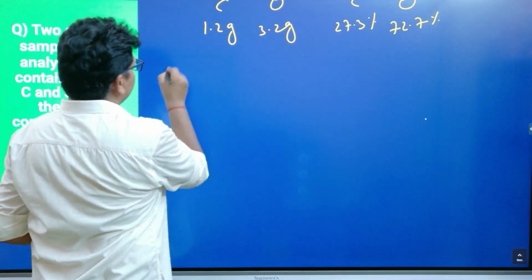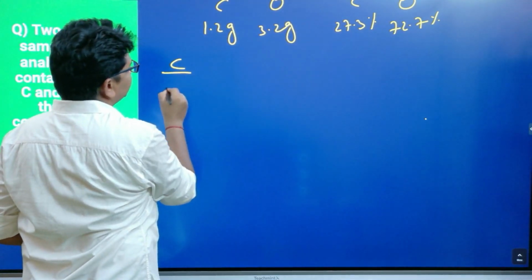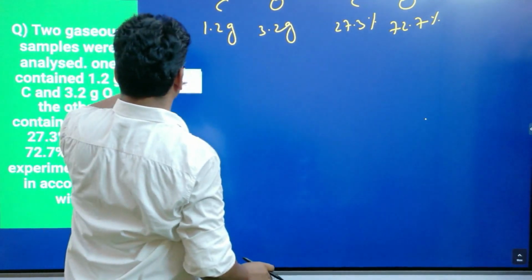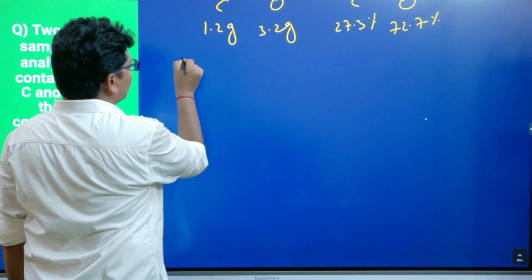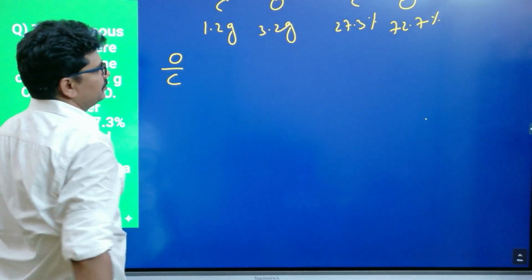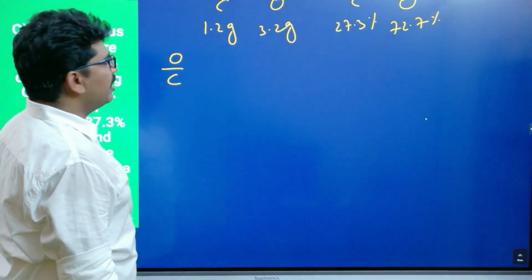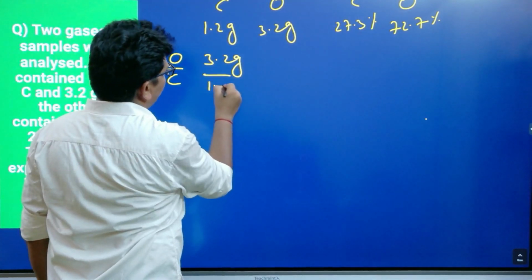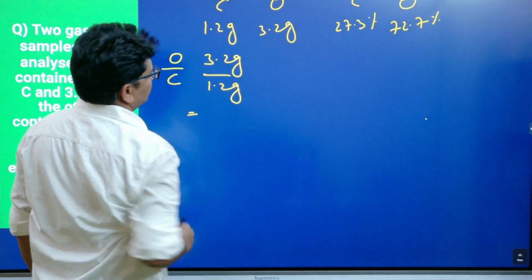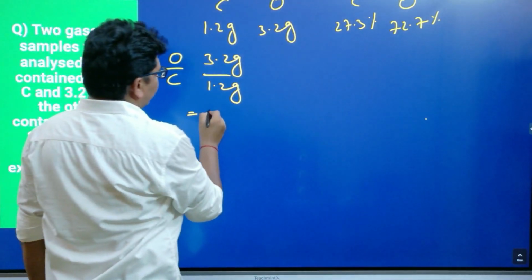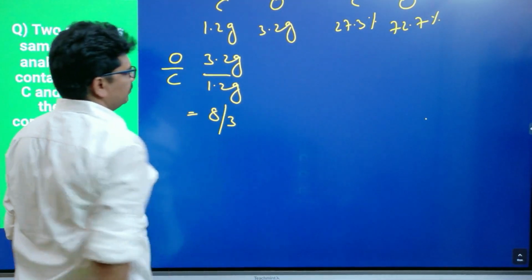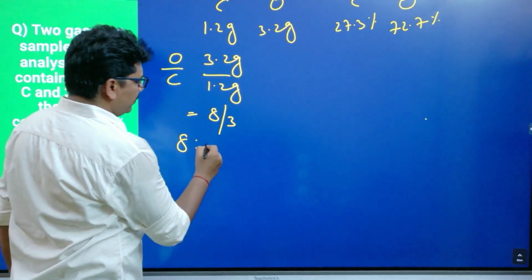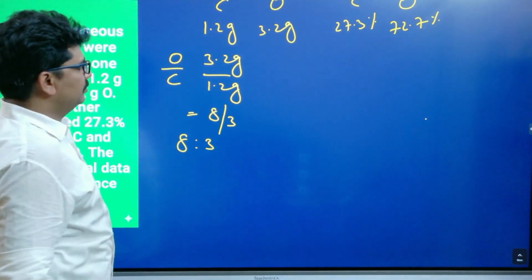Simple. Take mass of oxygen divided by carbon. So this is 3.2 grams, this is 1.2 grams. How much will we get? This is 8 by 3. So this ratio is 8:3.